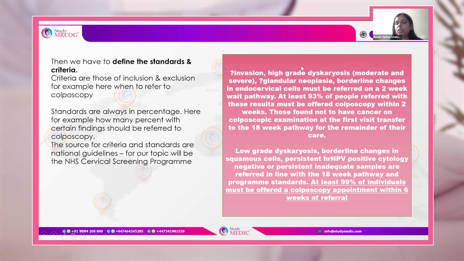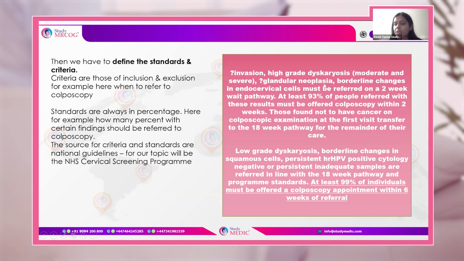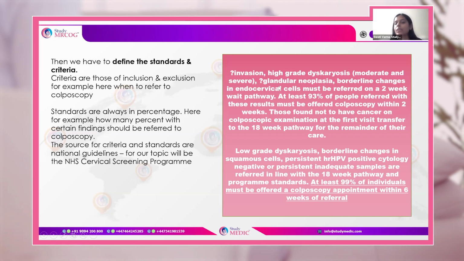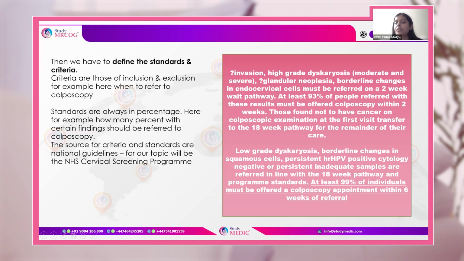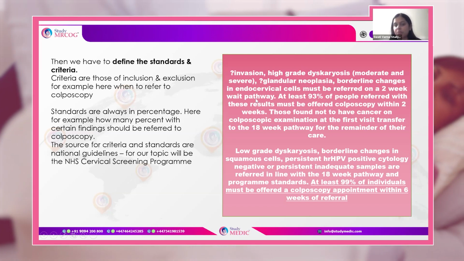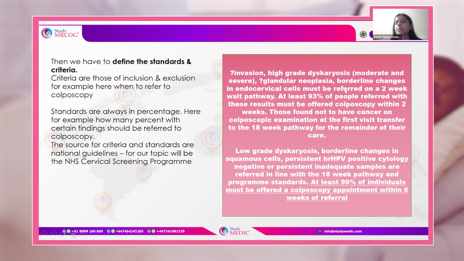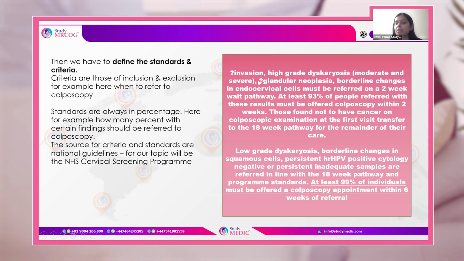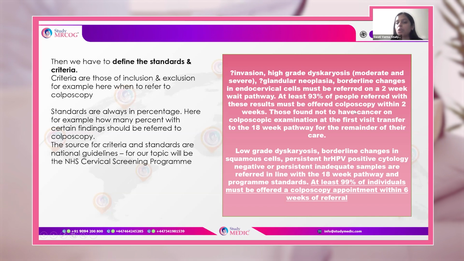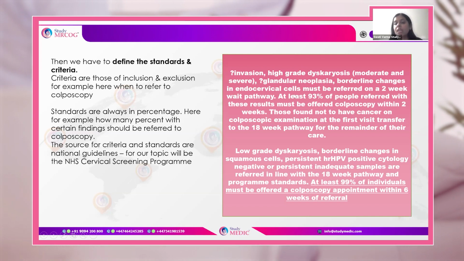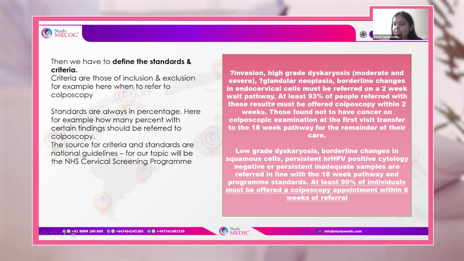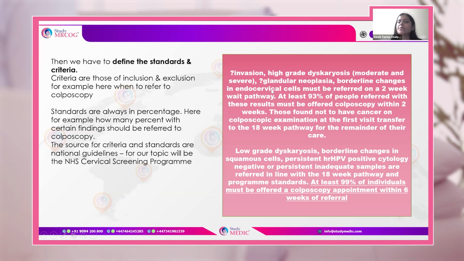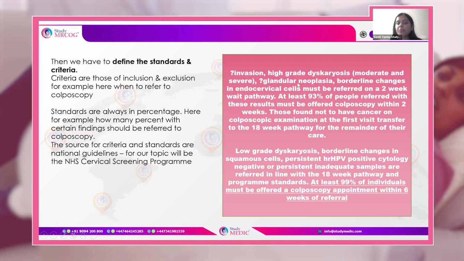So any invasion, high-grade dyskaryosis, glandular neoplasia, borderline changes in endocervical cells must be referred on a 2-week wait pathway. Okay, and at least 93% of people, according to standards, 93% people referred with these results must be offered colposcopy within 2 weeks. Those found not to have cancer on this at the first visit, transfer to 18-week wait pathway for remainder care.